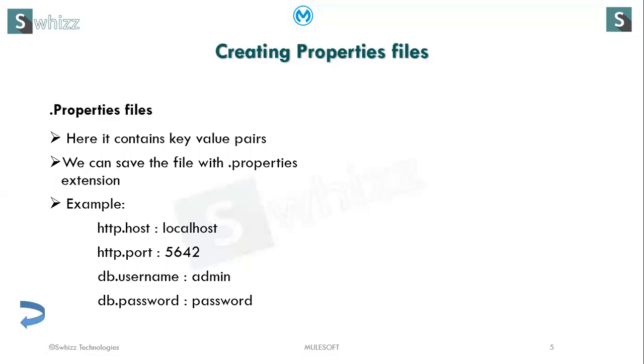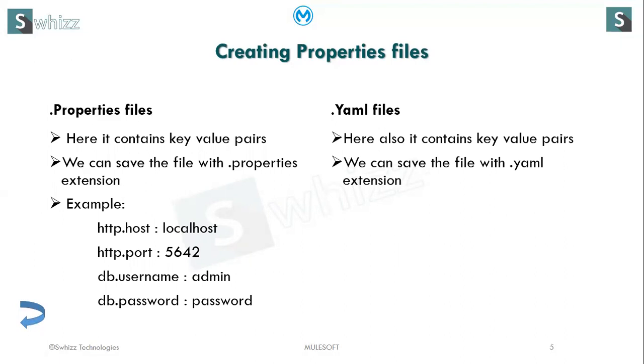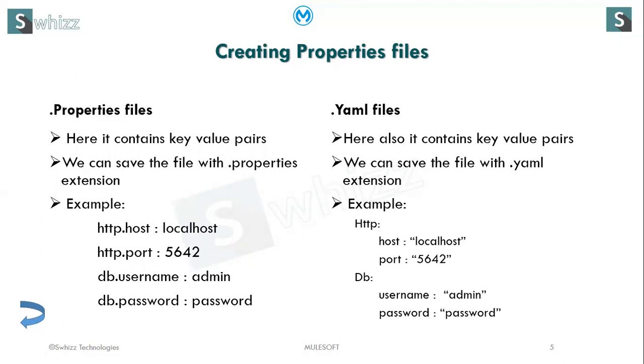The second way of representing property files is .yaml files. Here also it contains key value pairs, and we can save the file with a .yaml extension, and we can represent these files like this. It is an HTTP connector. Inside the HTTP connector we have host and port, and we represent them this way. And if it is a database connector, with configuration properties like username and password, we represent those values like this.